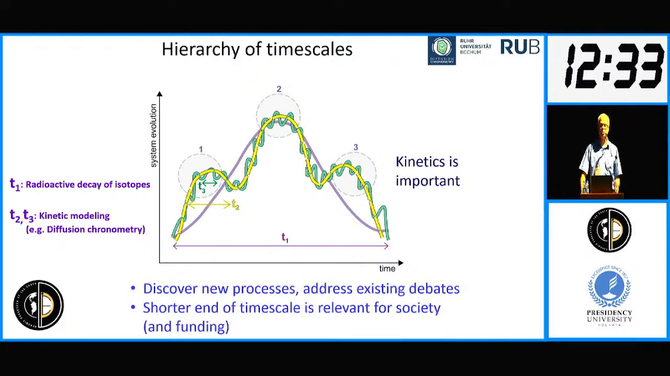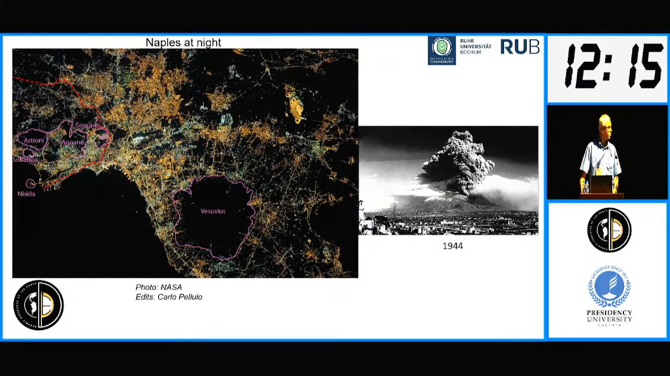Now, that becomes also particularly relevant in terms of getting research funding and research grants, because one of the questions you always have when you're dealing with high temperature processes is, how does it relate to anything that humans can relate to? And these are processes that are on human timescales. So I'll start with the first example.